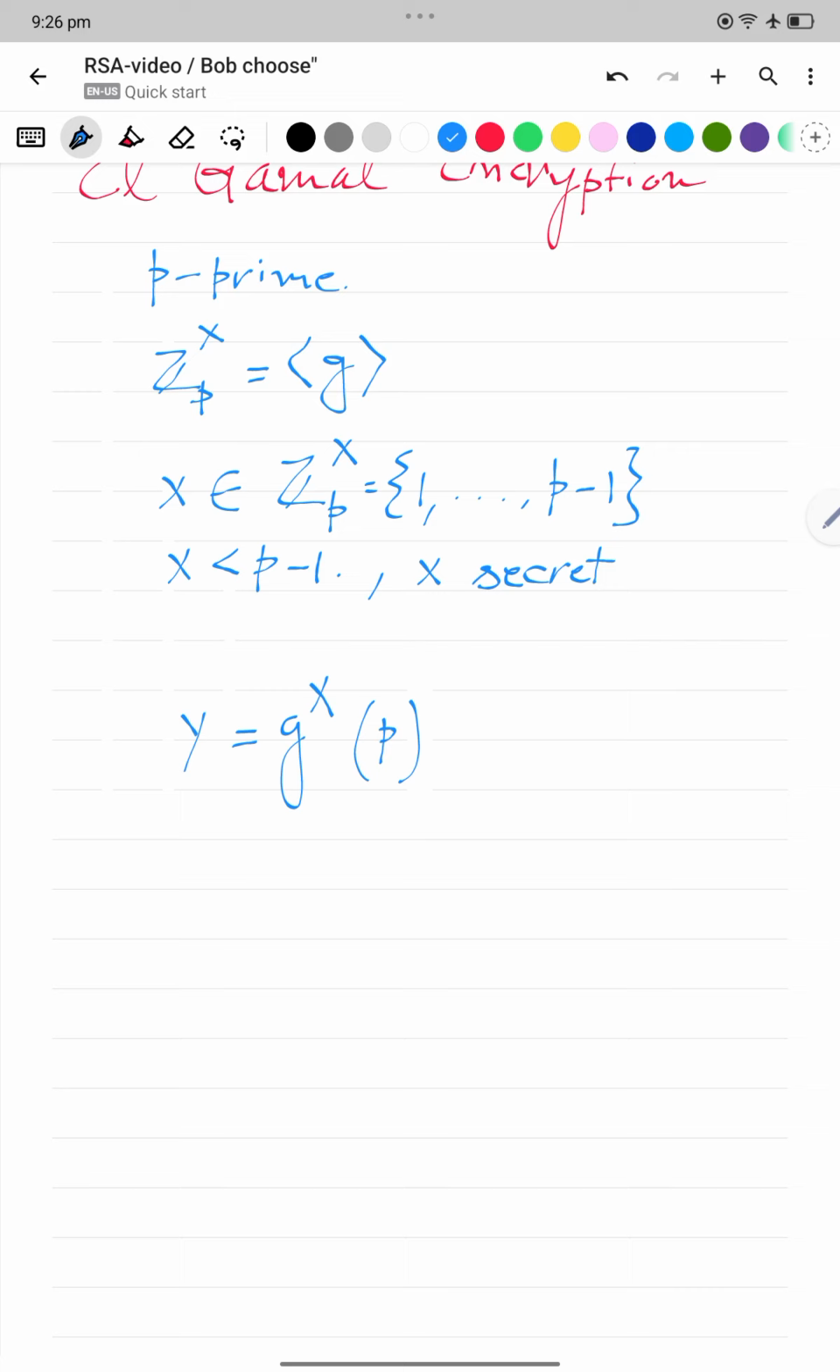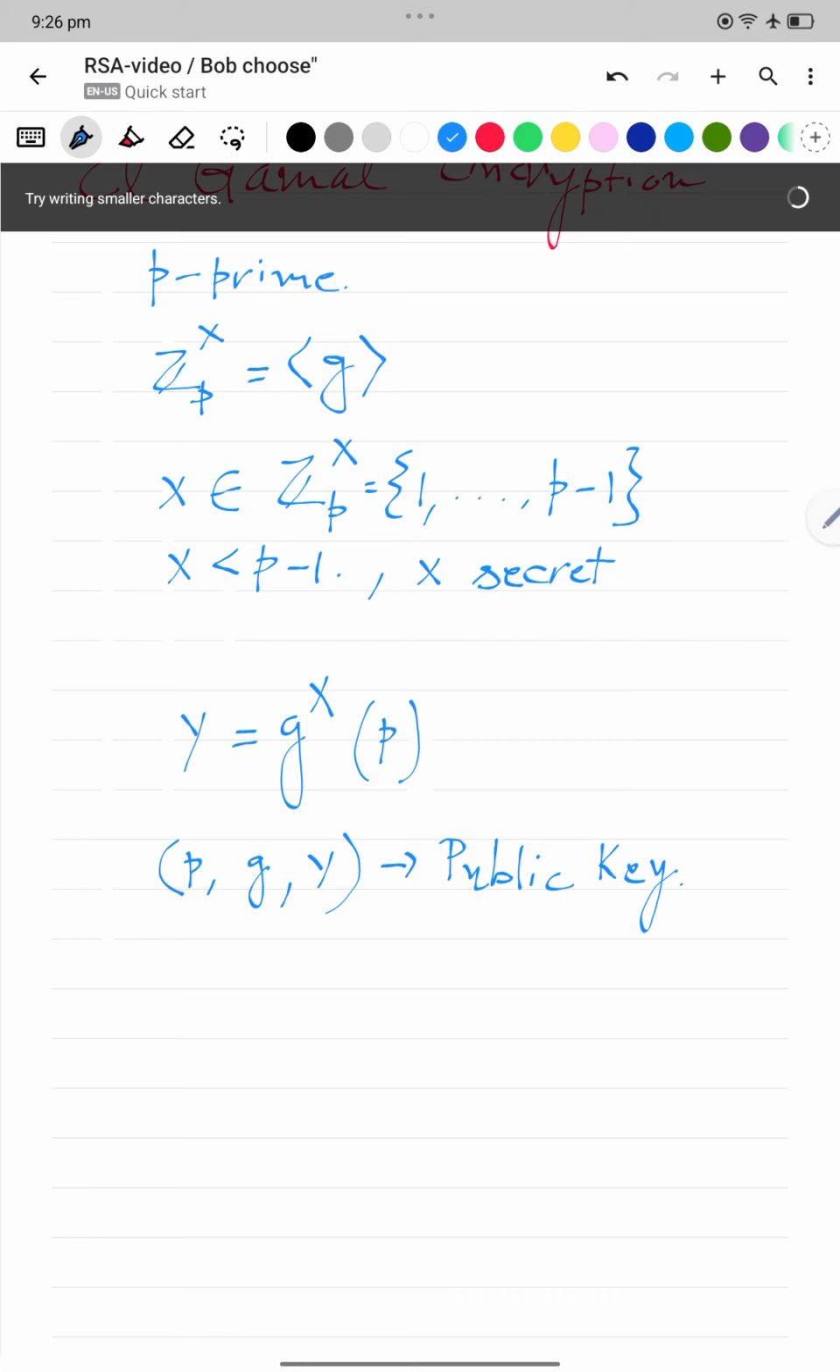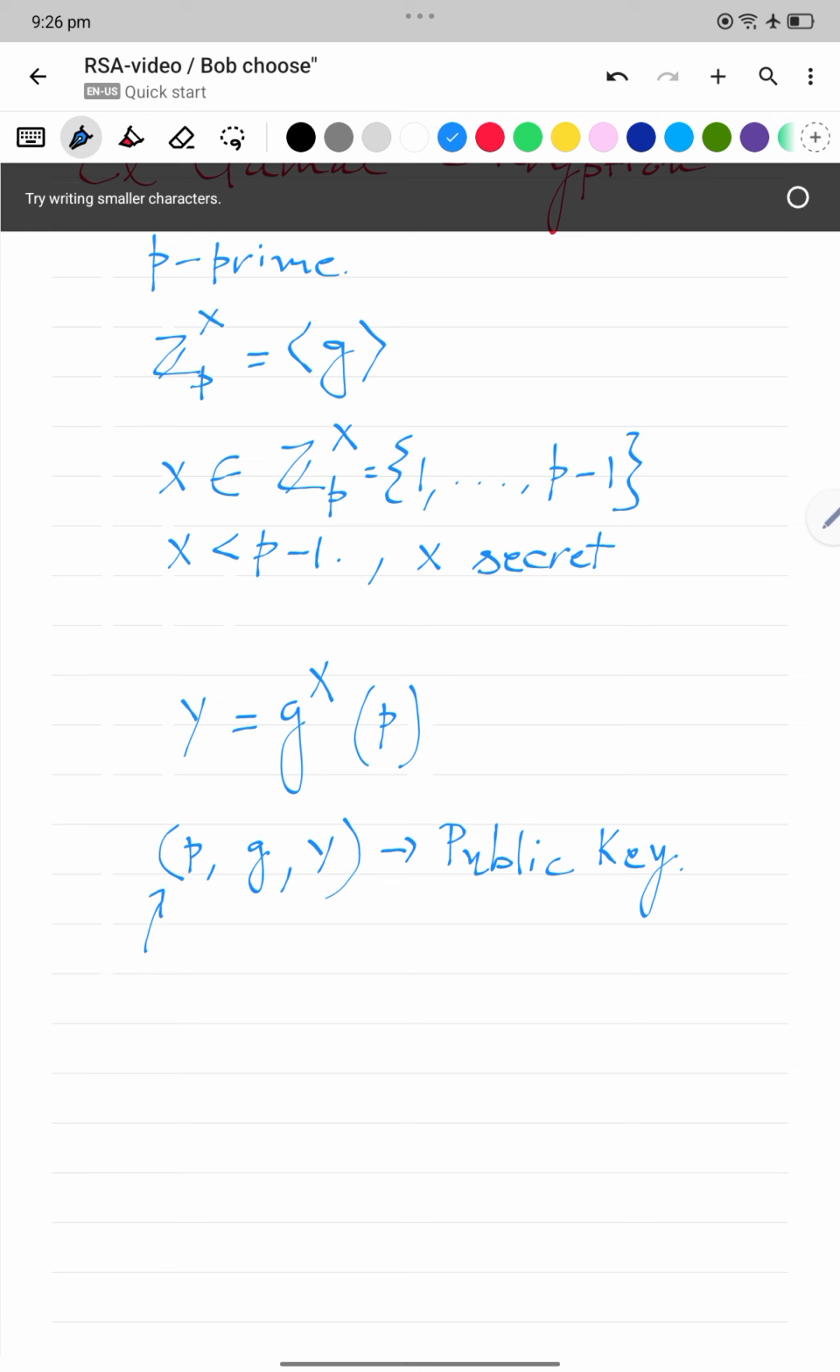Now we are going to publish these numbers. This is the public key. Say Alice wants to send a message to Bob. Bob will do all this construction. This whole construction is done by Bob.